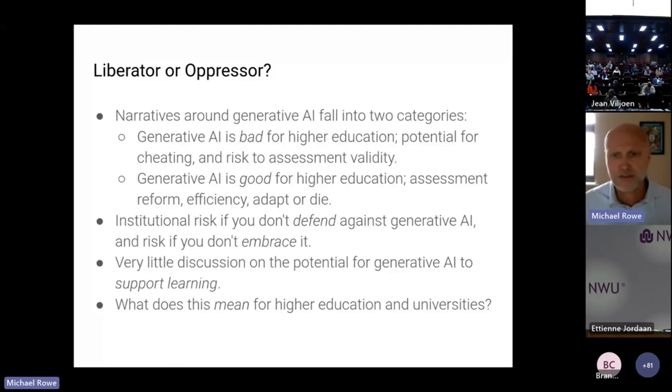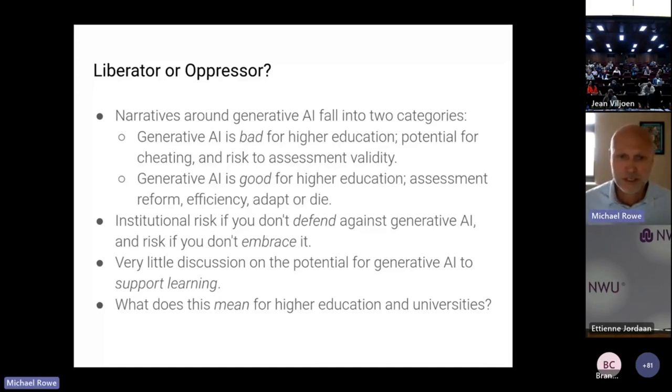The other narrative is that generative AI is good for higher education. And the driving motivation here is that we're looking at assessment reform, we're looking at improvements in efficiency, and there's this kind of adapt or die paradigm. So the framework that universities tend to use when talking about generative AI is that there's institutional risk if you don't defend against generative AI, and there's risk if you don't embrace it. And I've seen very little discussion so far on the potential of generative AI to support learning.